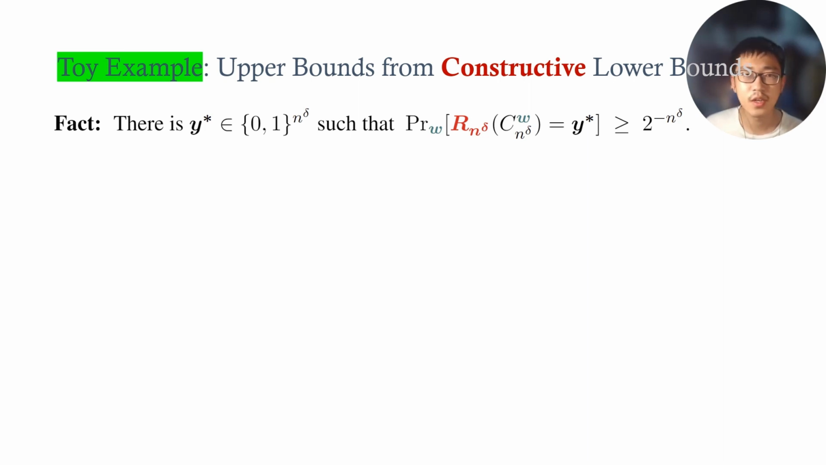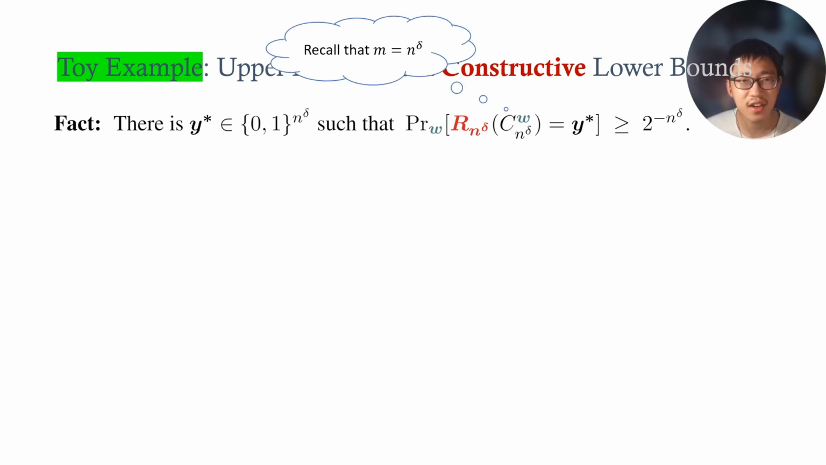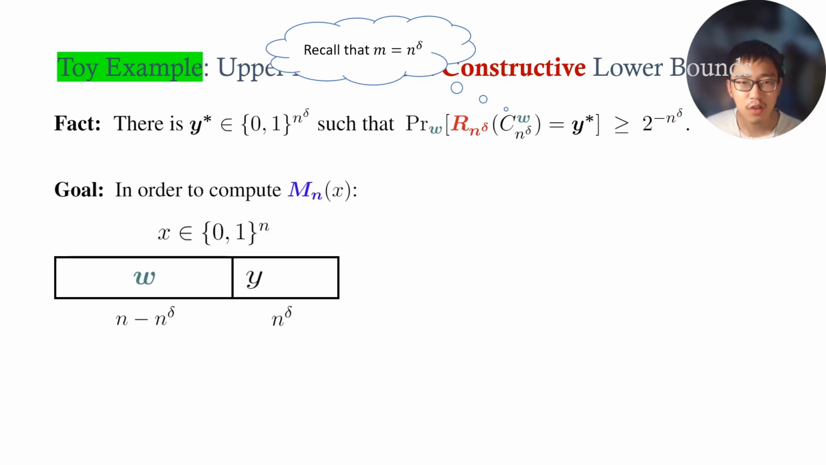By an averaging argument, we know that over a random w, there is a y star such that the refuter R given C_w outputs y star with probability at least 2^(-n^delta). This is because there are only 2^(n^delta) different y to output. Recall that here m equals n^delta. Let's fix this y star. In order to compute M on x of length n, we first divide the input x into two parts, w and y, as described above. We will only care about the case where y equals y star. If it is not true, we simply output a random bit so that it always outputs correctly with probability half.